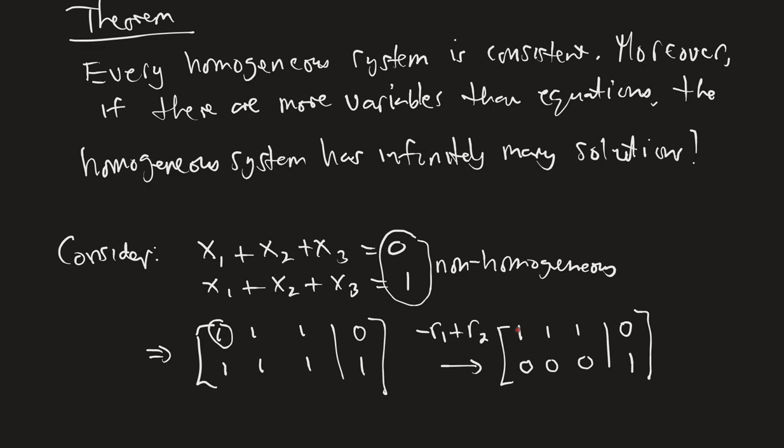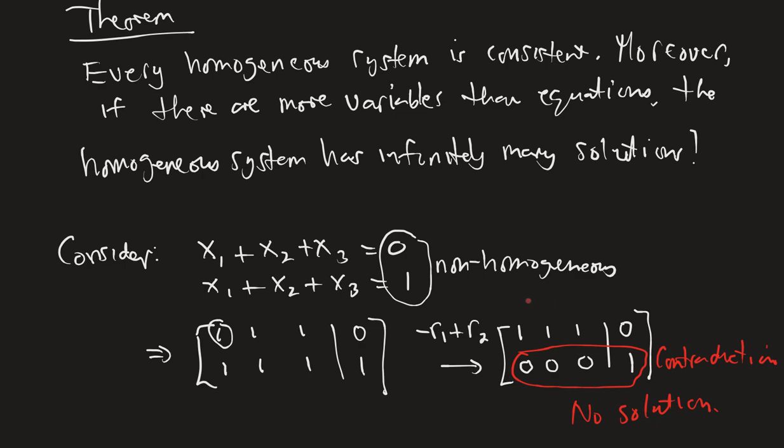So this is my contradiction. And once your system has a contradiction, then we have no solution, right? So basically, this example is done to show that simply having more variables than equations doesn't mean that you're going to have infinitely many solutions, right? In this case, because the system is non-homogeneous, I was able to give you a simple example to show that when you try to reduce it, you end up with a contradiction, right?